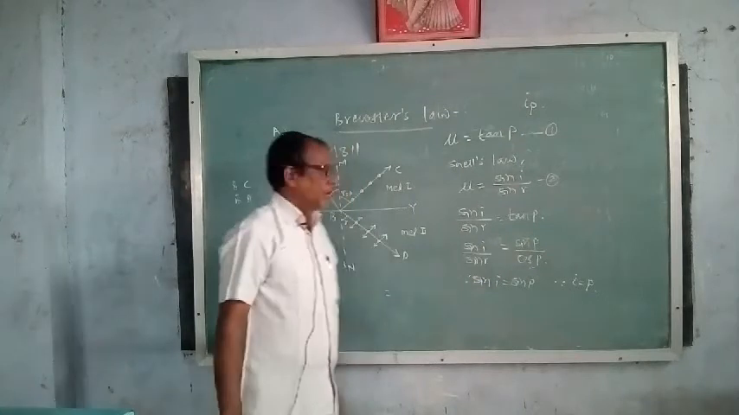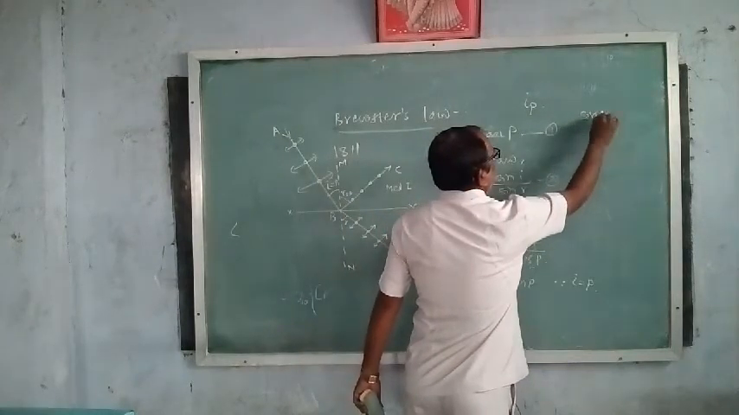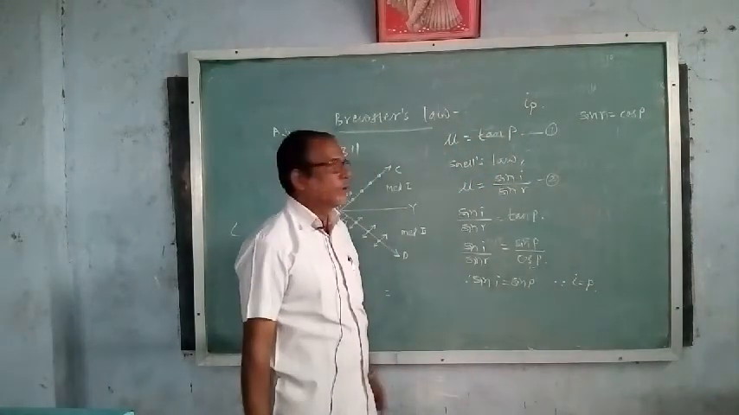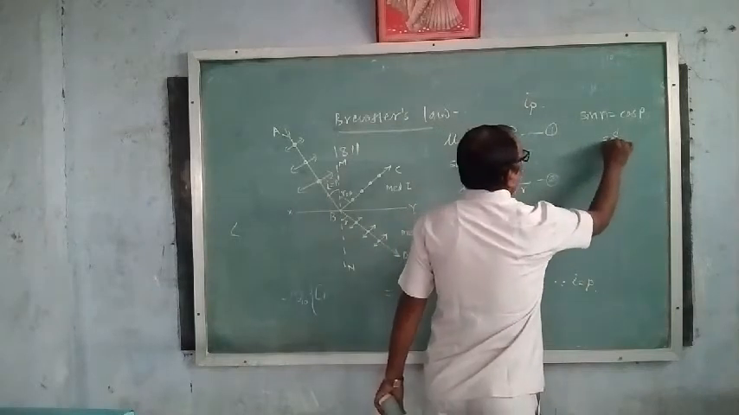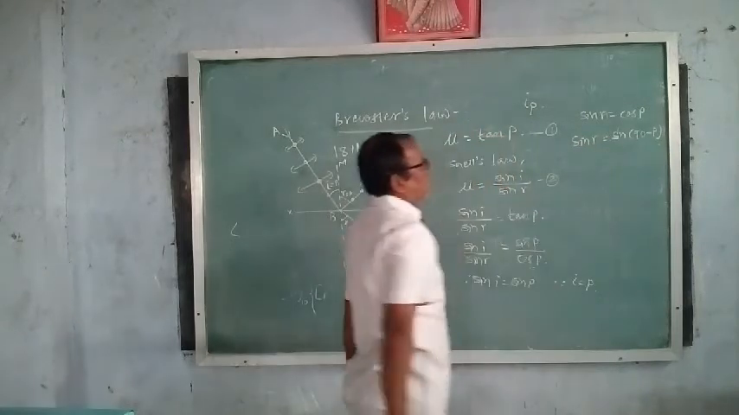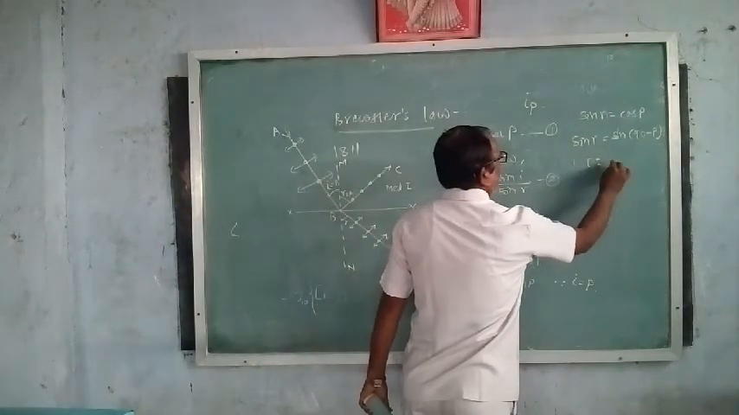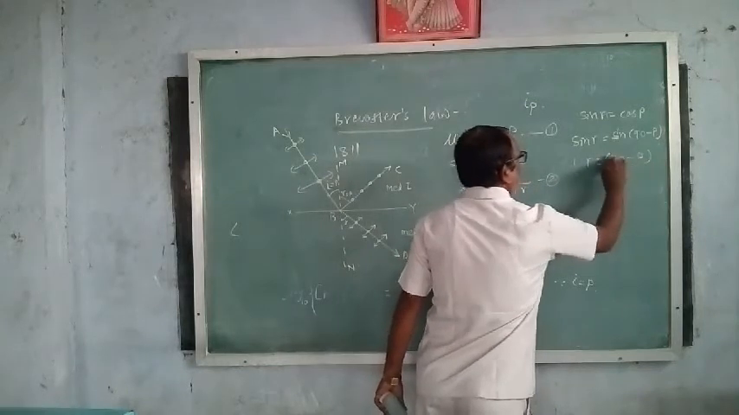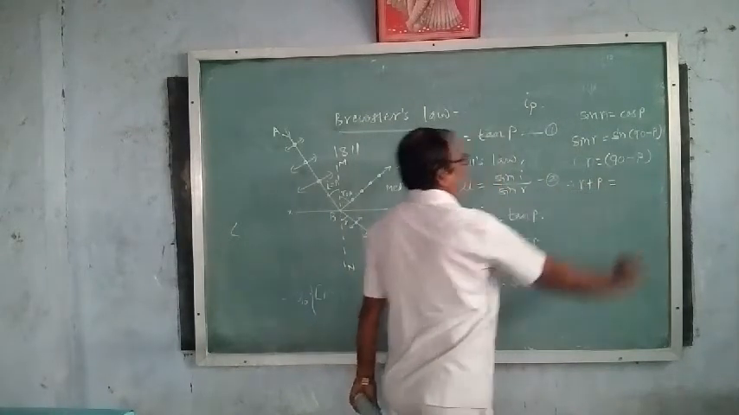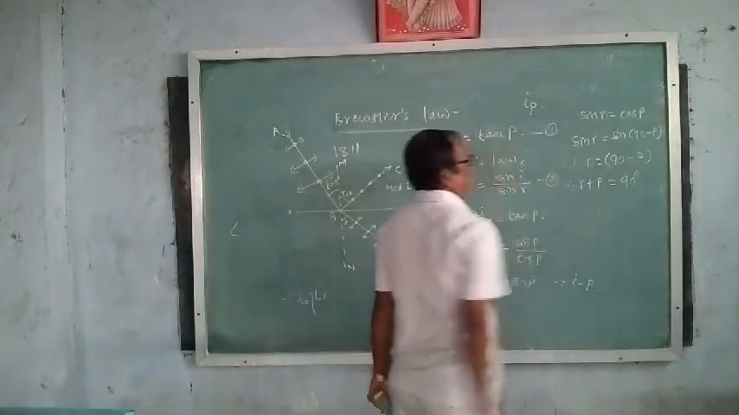As numerators are equal, denominators are also equal, therefore we get sin r is equal to cos P. Cos P can be written as sin of 90 minus P. So sin r is equal to sin (90 minus P), that is, angle r is equal to 90 minus P. Therefore, taking minus P to the left side, r plus P is equal to 90 degrees.